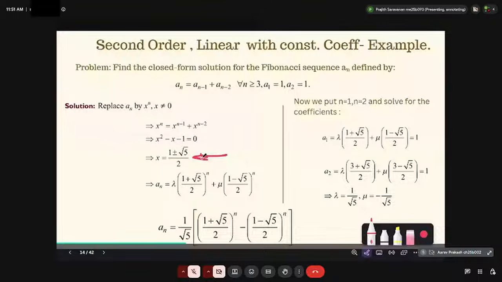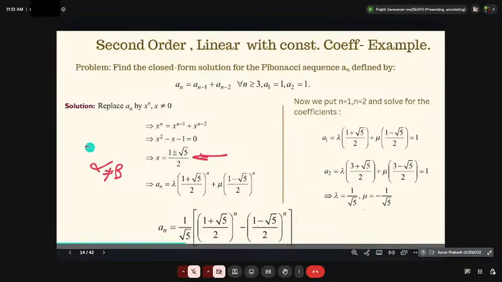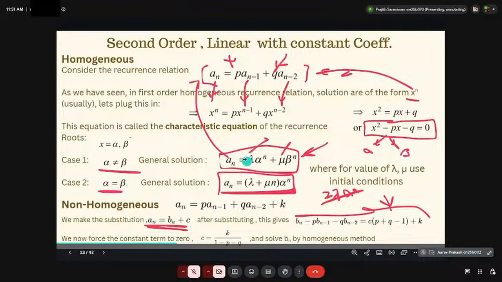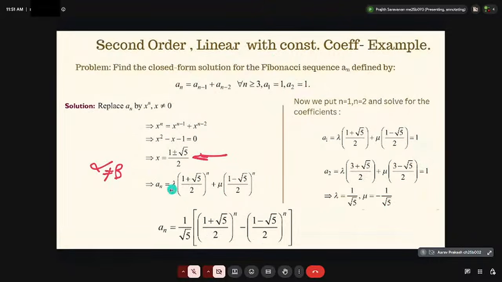Again, alpha and beta are not equal. So alpha is not equal to beta over here. We will go to the first case. The first case here is where there are two constants lambda and mu, alpha^n, beta^n. One is alpha, one is beta. We'll substitute that here.